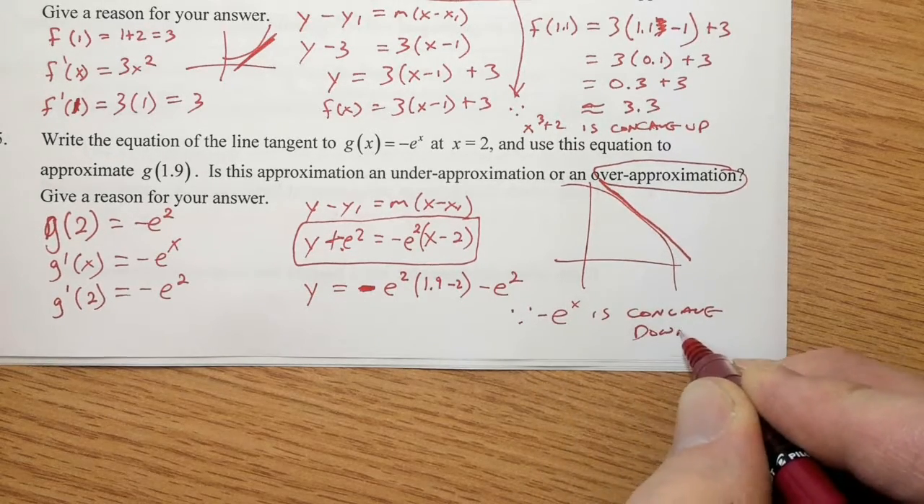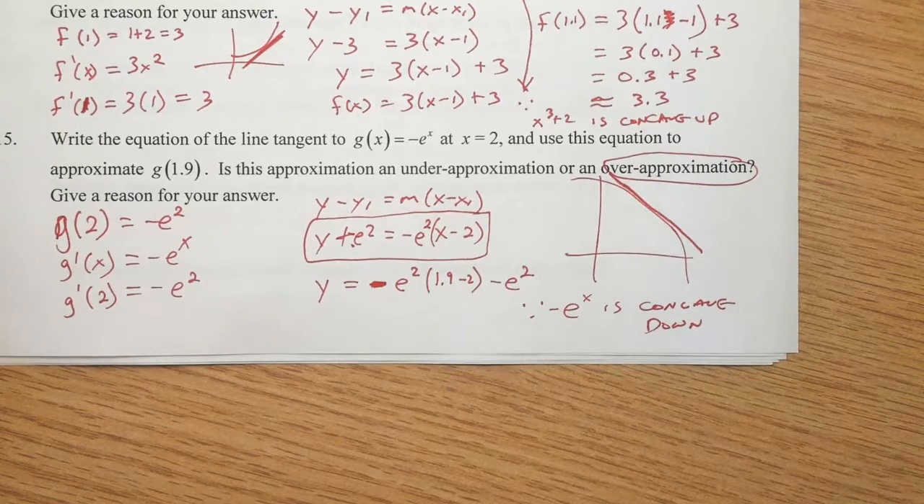So hopefully this set of examples has helped to give you a better idea of what we're looking for when we're trying to determine whether a tangent line is an over approximation or an under approximation.